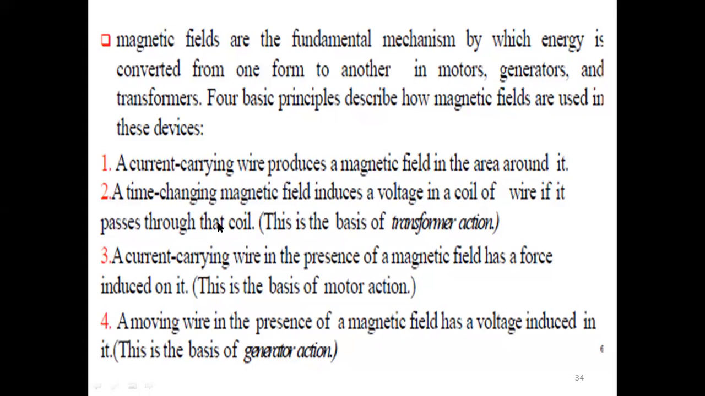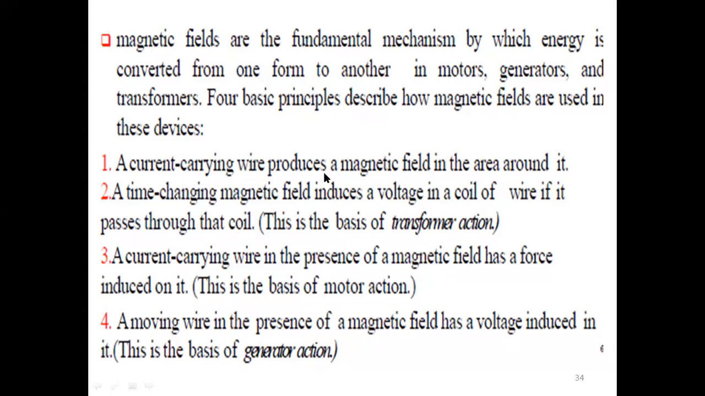A current carrying wire produces a magnetic field in the area around it. अभी discussion किया हमने, ये current carrying conductor है, उसके अंदर current pass हो गए तो उसका surrounding area में magnetic field produce हो जाता है. First thing, first principle.